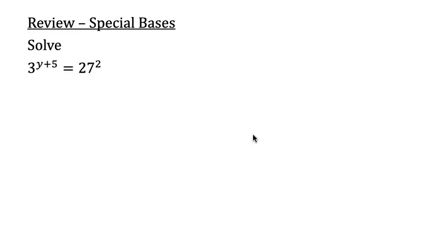Let's start with a quick review of how to solve exponential equations with special bases. So here we have bases of 3 and 27. We can rewrite both of those using base 3. So we'll leave the left side alone. We'll rewrite 27 as 3 to the third power, and we still have that power of 2. And we'll just use our exponent properties. And we multiply those exponents, so 3 to the 6th power.